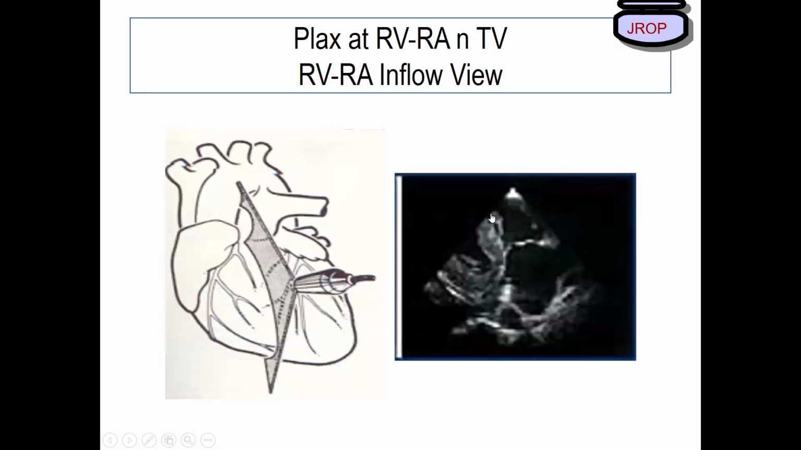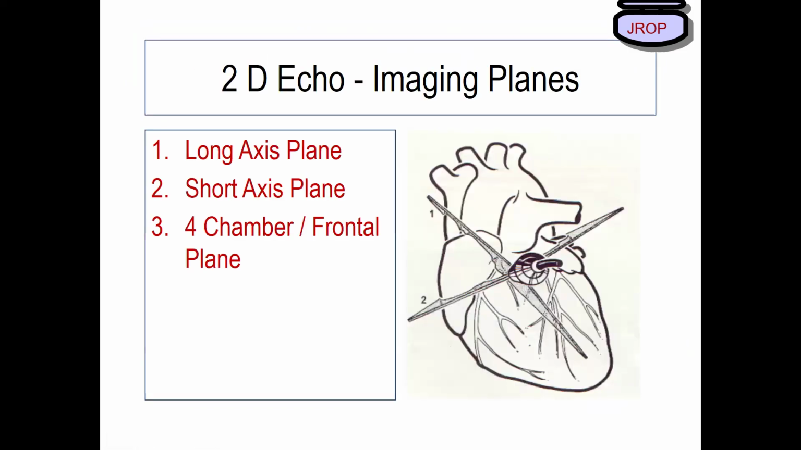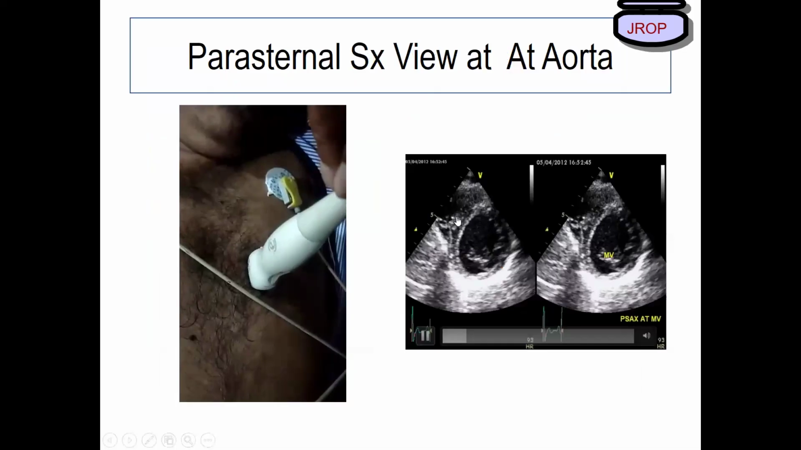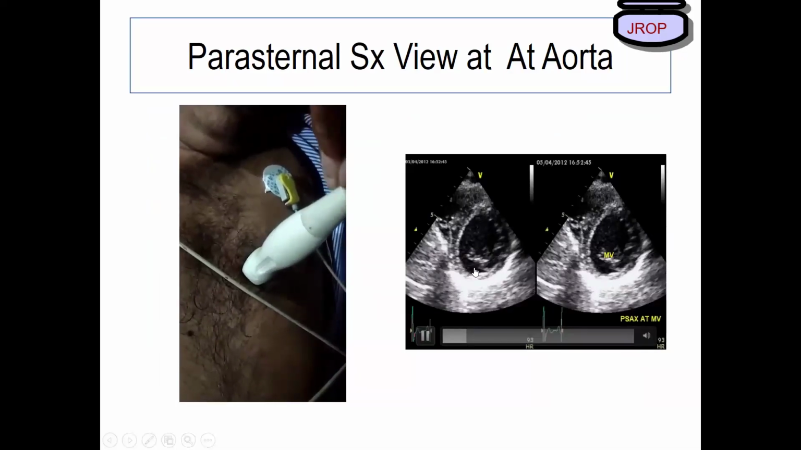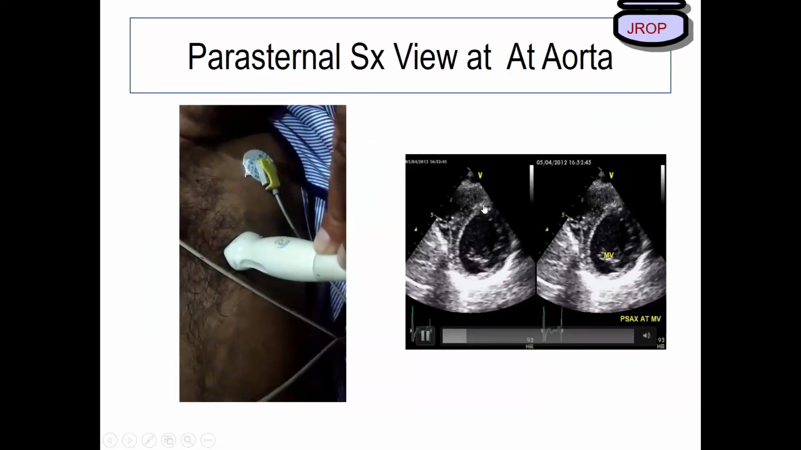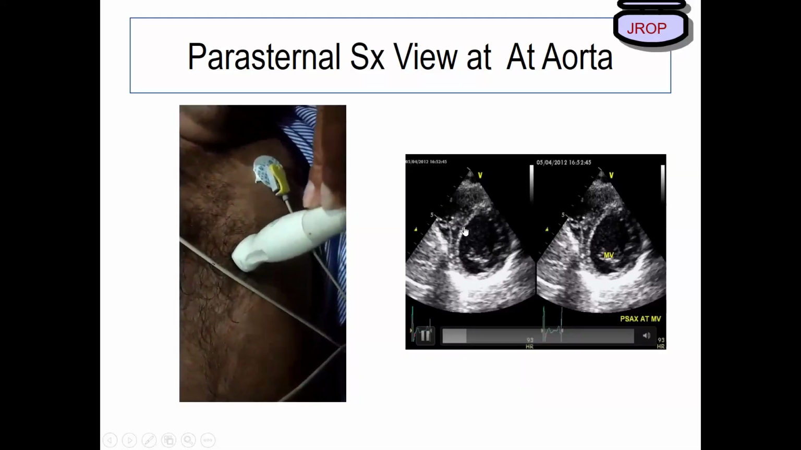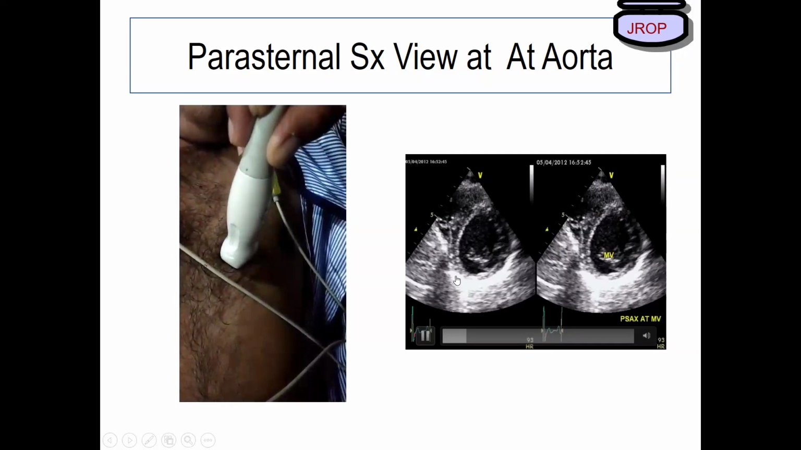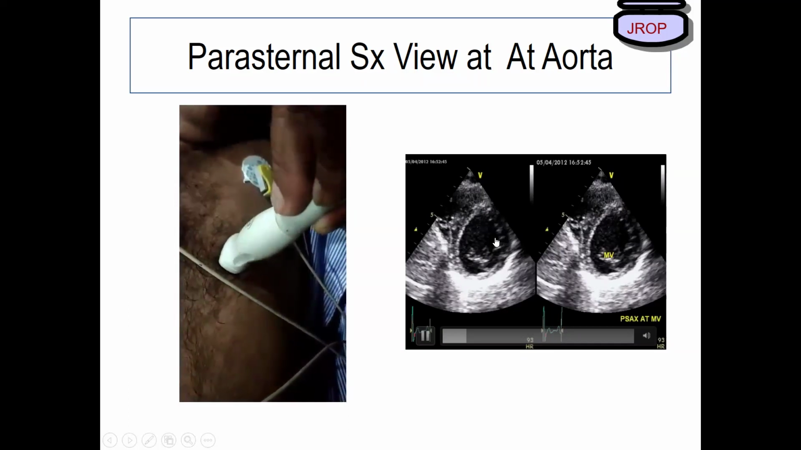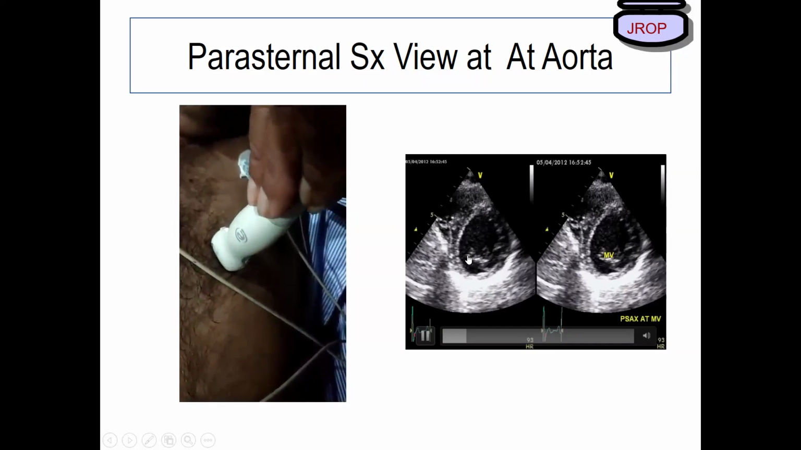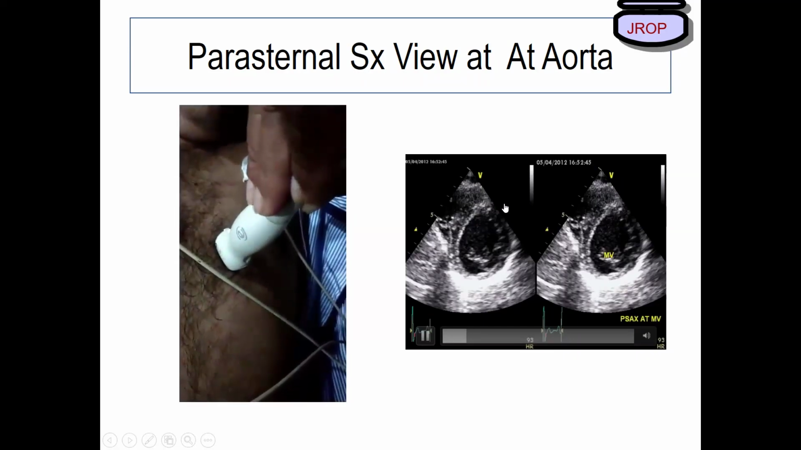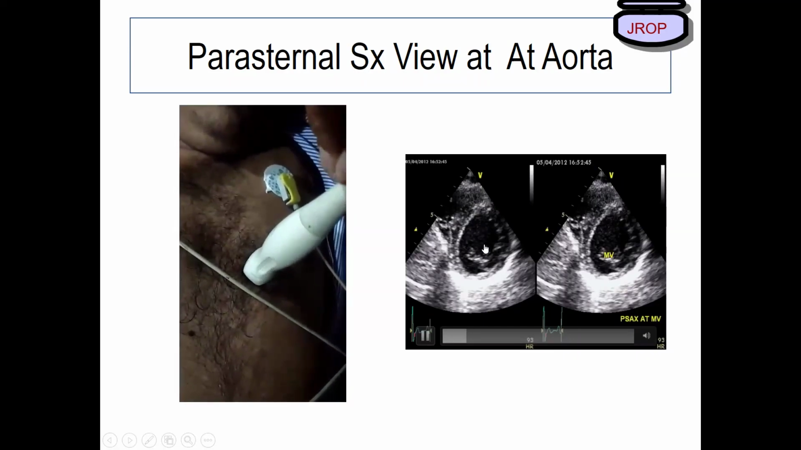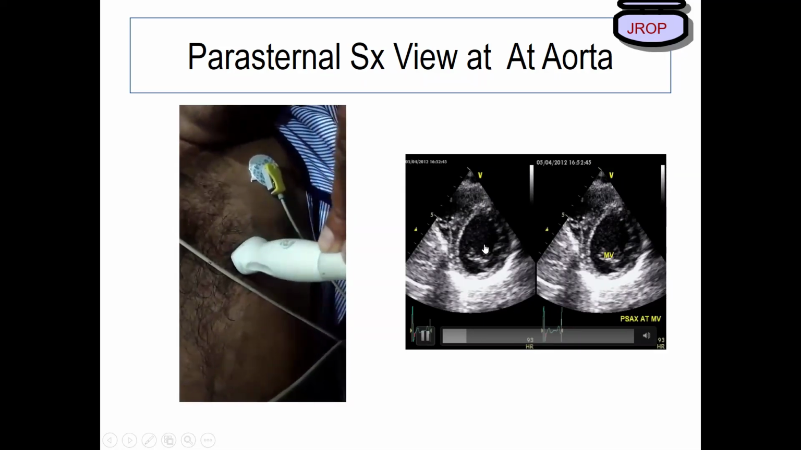Similarly, if you look at a short axis view, look at this short axis view. This is LV, this is RV. Look at this interventricular septum. Normally this septum bulges towards RV because my LV pressure is 120 and RV pressure is only 25. When it starts becoming D-shaped, it means the RV pressure is trying to equalize LV pressure.